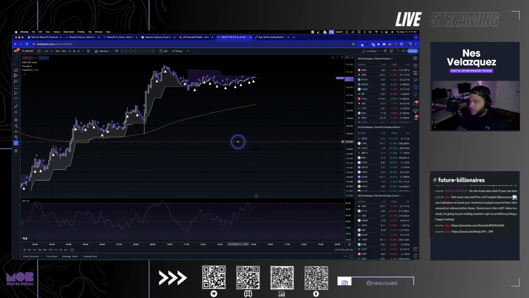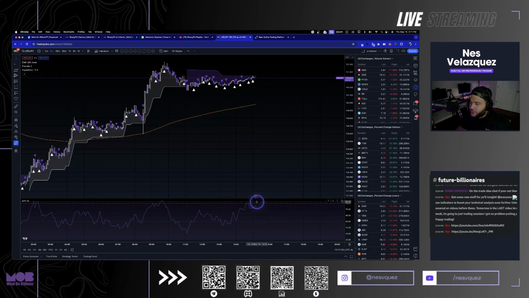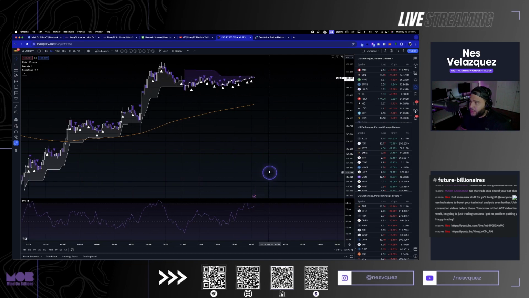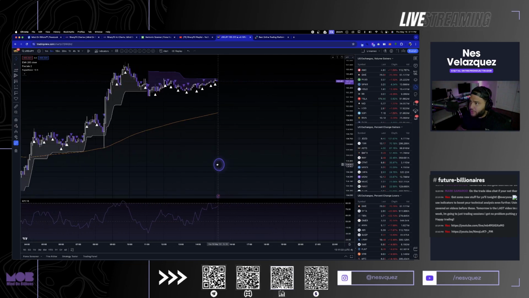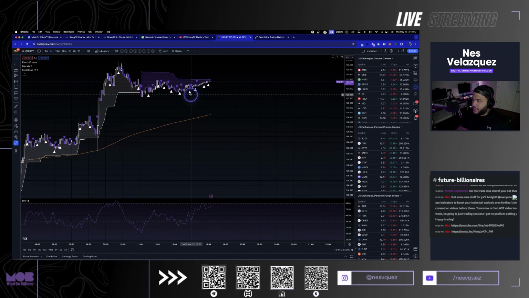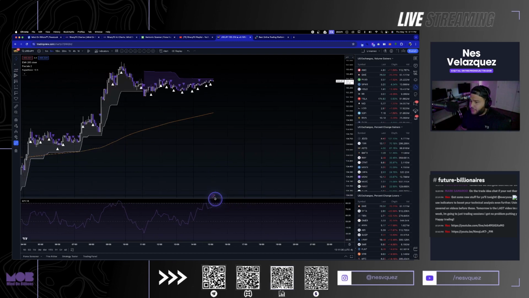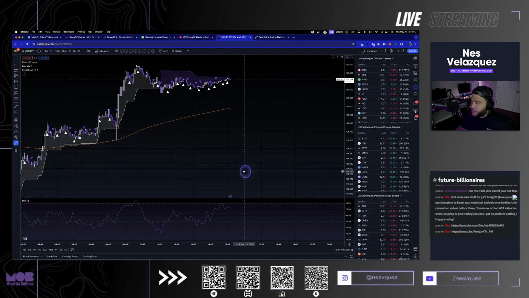Now, it looks like it's already getting to a point where it's going to get to overbought zone. And this is based on volume as well. So then if that is the case, I'll look for sell. But for right now, I'm just going to negate what I see on the money flow index.